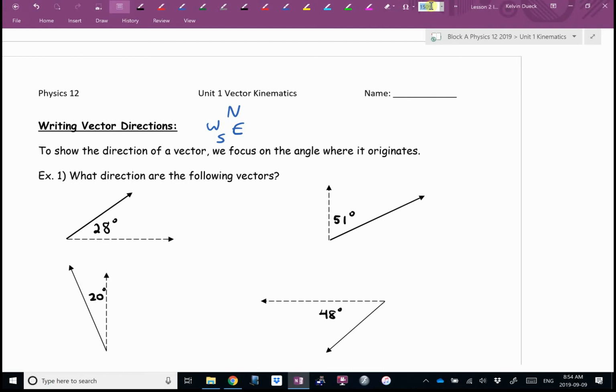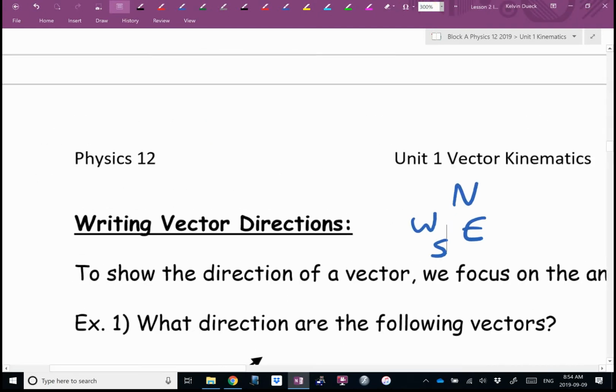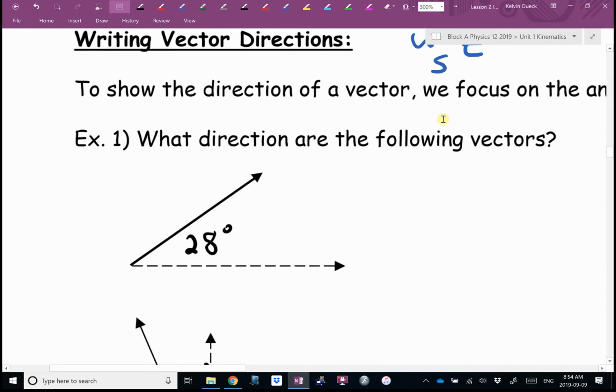I'm going to zoom in to this 28-degree triangle. And it asks, what direction are the following vectors? Now, because I've zoomed in, I've just lost my compass rose, so I'm going to put it right here so I don't do something silly. You will notice that this vector is made up of a slanty line and a non-slanty line. Okay? I'd like you all to write 28 degrees. What direction is the non-slanty line pointing? East. What direction is the slanty line pointing?